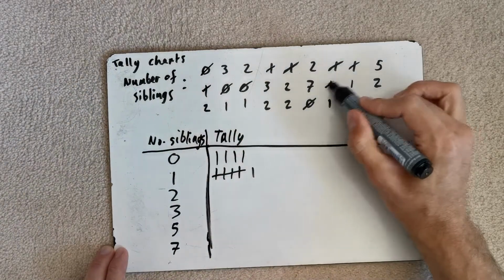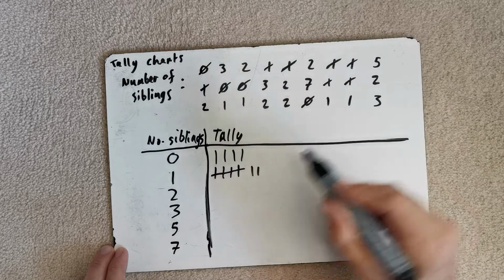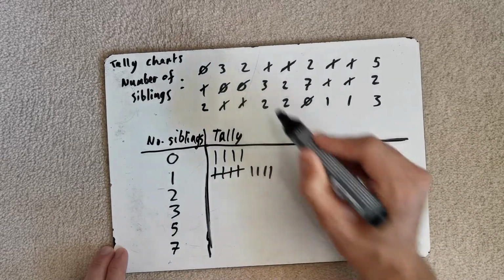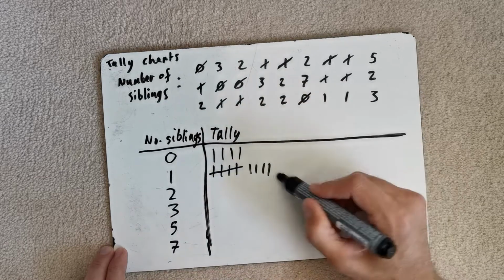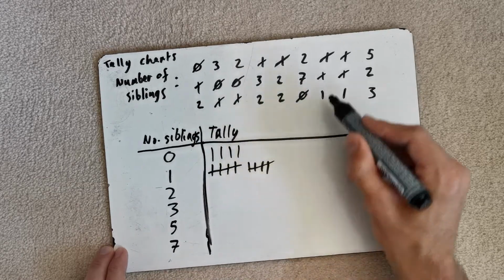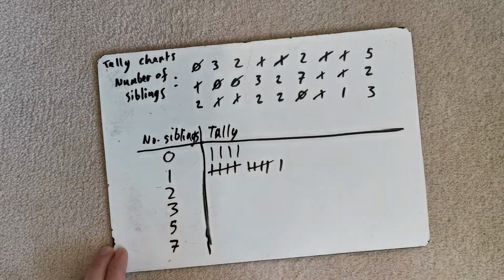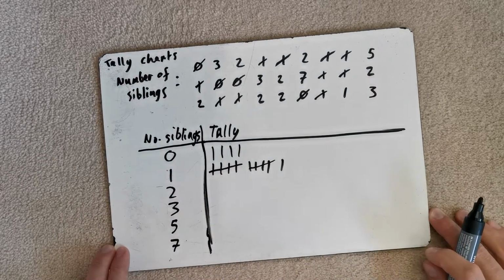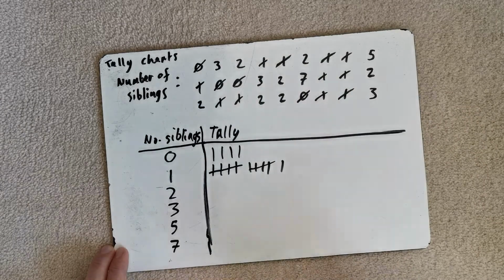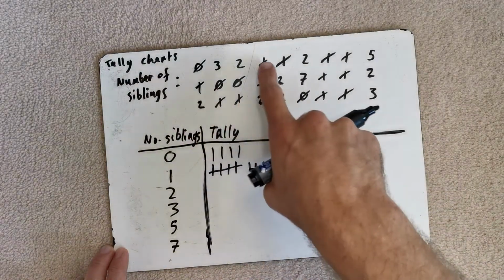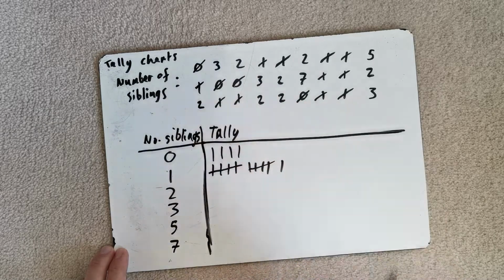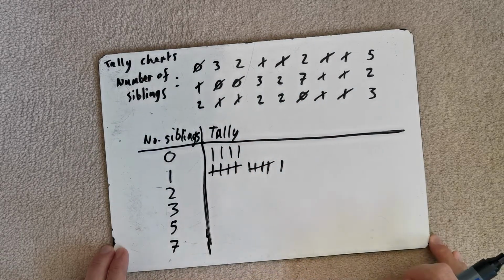Okay, 6, 7, 8, 9, 10, and 11. There we go. So there's 11 people. They've only got 1 sibling. Right. Okay, let's just double check that. 1, 2, 3, 4, 5, 6, 7, 8, 9, 10, 11. Yep. Number of people that have 2 siblings.